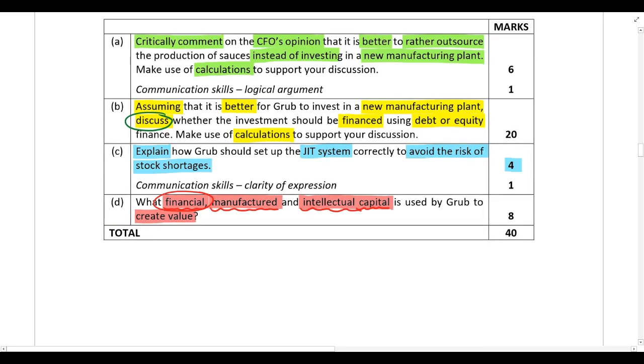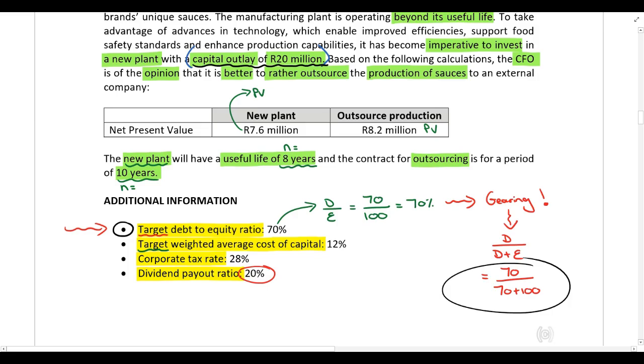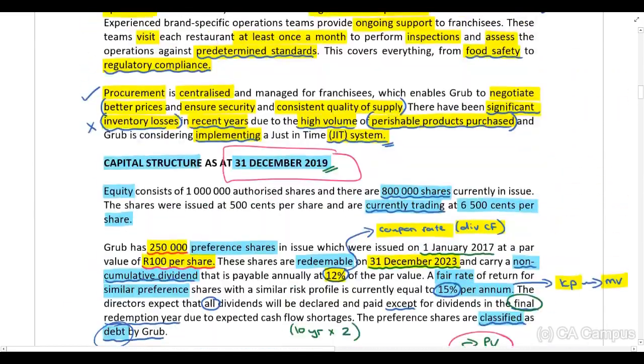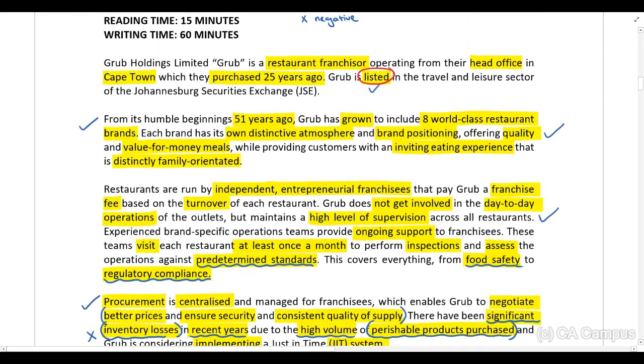Then next we need to discuss manufactured capital. So manufactured capital is tangible assets such as property, plant and equipment, buildings, machinery, infrastructure, etc. So once again, go back to the information provided in the scenario. Firstly, we know that they own the head office in Cape Town because they purchased their head office in Cape Town 25 years ago. So they own that head office. So that's obviously land and buildings that they own. In addition to that, they'll obviously have furniture and equipment in the head office building.